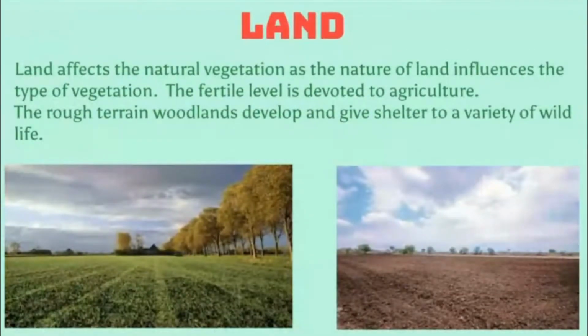Land affects the natural vegetation as the nature of land influences the type of vegetation. The fertile land is devoted to agriculture. In rough terrain, woodlands develop and give shelter to a variety of wildlife.